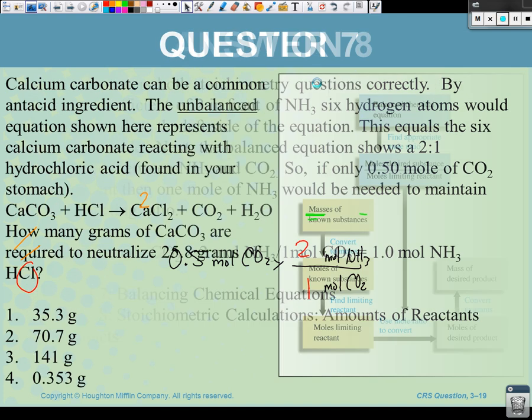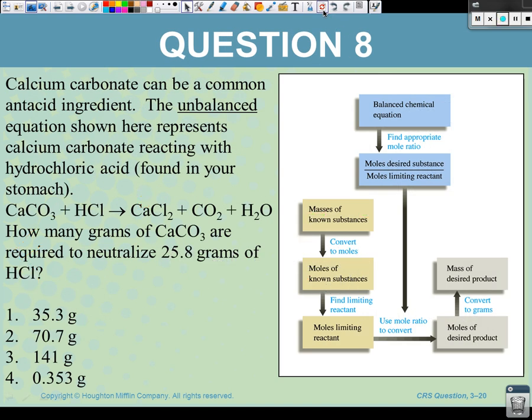Okay. Next question. Calcium carbonate can be a common antacid ingredient. The unbalanced equation shown here represents calcium carbonate reacting with hydrochloric acid found in your stomach. And you've got that equation. How many grams of CaCO3 are required to neutralize 25.8 grams of hydrochloric acid? What are they asking you to do? Stoichiometry, gram to gram. Okay, I'm not going to spend time.